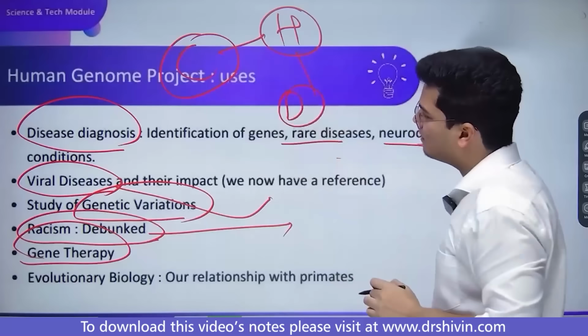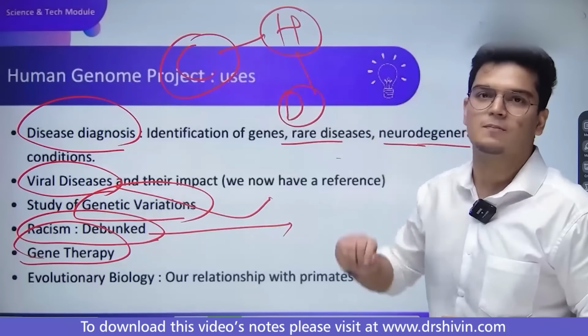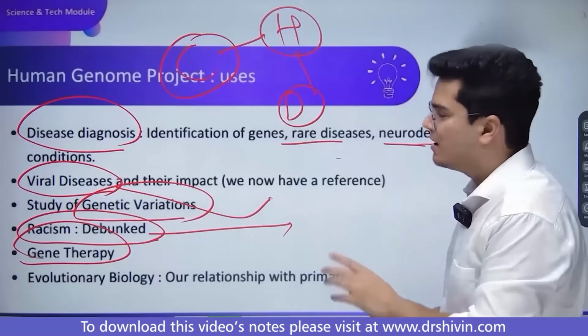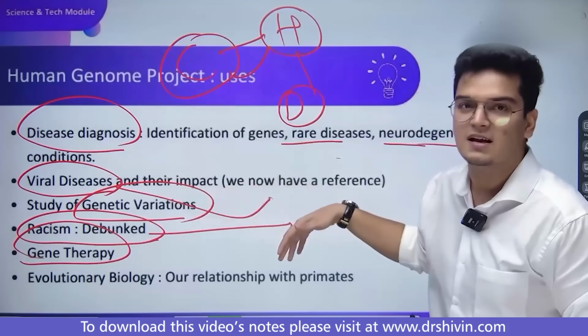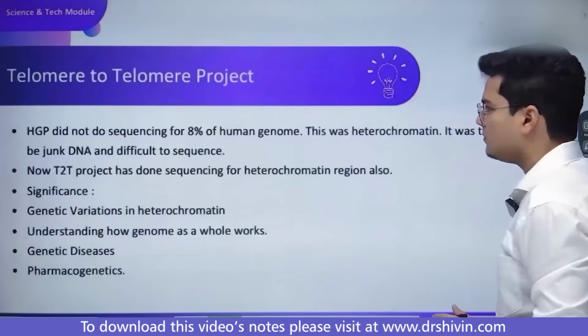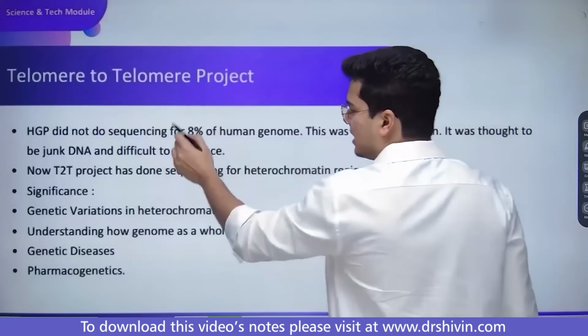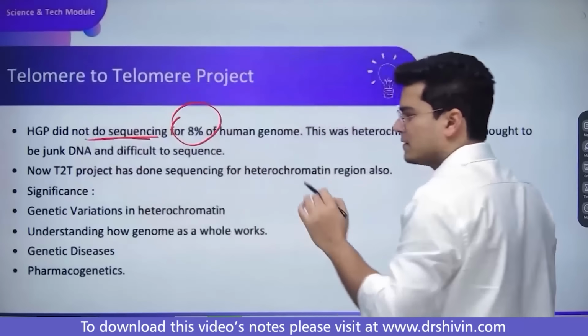So I found that our DNA was much closer to chimpanzees' DNA. So what does that mean? It means that we have evolved from chimpanzees. तो evolutionary studies में भी इसका help हुआ. Okay. अब क्या हुआ? The 8% HGP could not do.